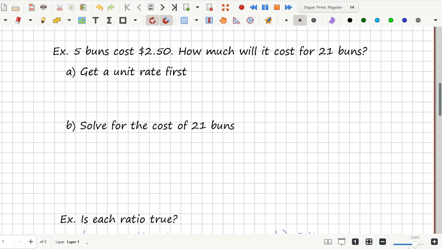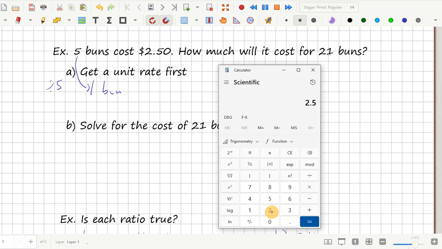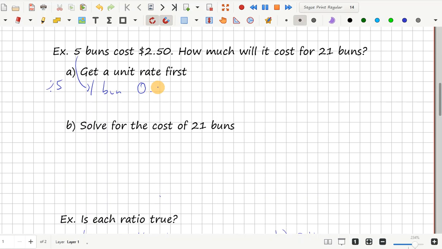Next example, 5 buns cost $2.50. Now, how much would it cost for 21 buns? Last time we looked at comparing two rates. This time we're going to take one rate and expand on it. So first of all, part A, we're going to get a unit rate first. So how much is it for 1 bun? From 5 to 1, of course, we divide by 5. So we're going to have to take 250 and divide it by 5 as well, the price. So 250 divided by 5 is 0.5, or 50 cents. So for 1 bun, it costs 50 cents.